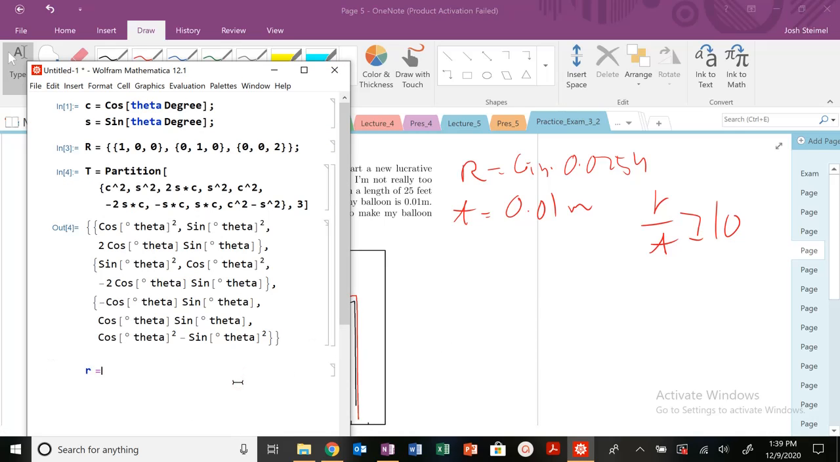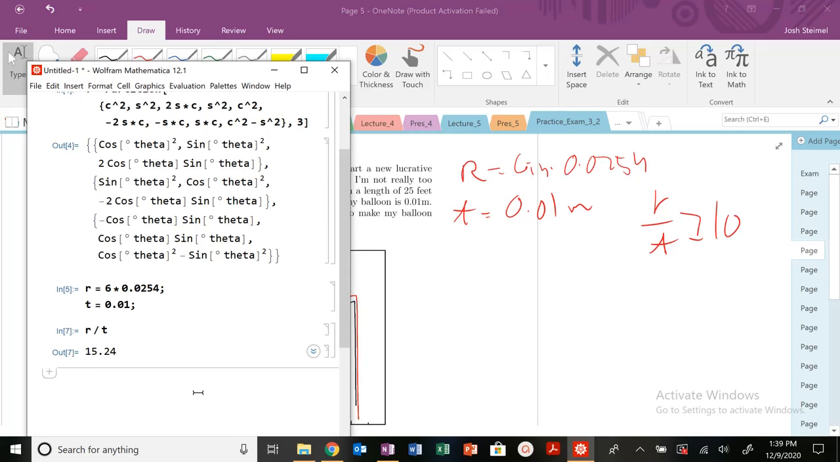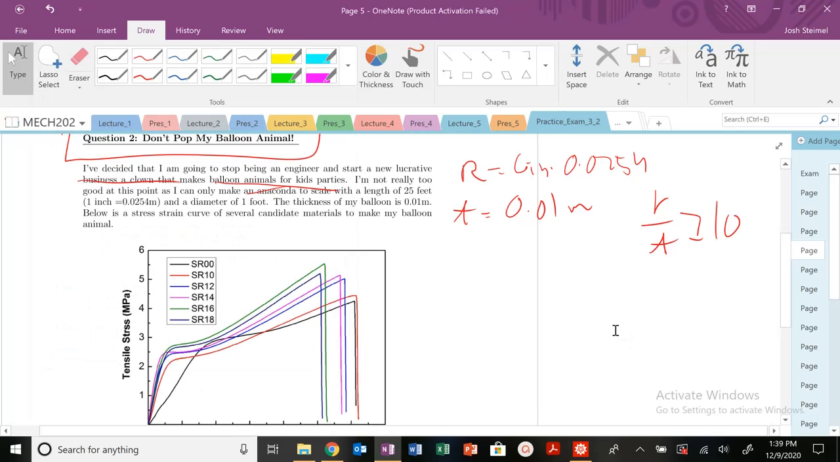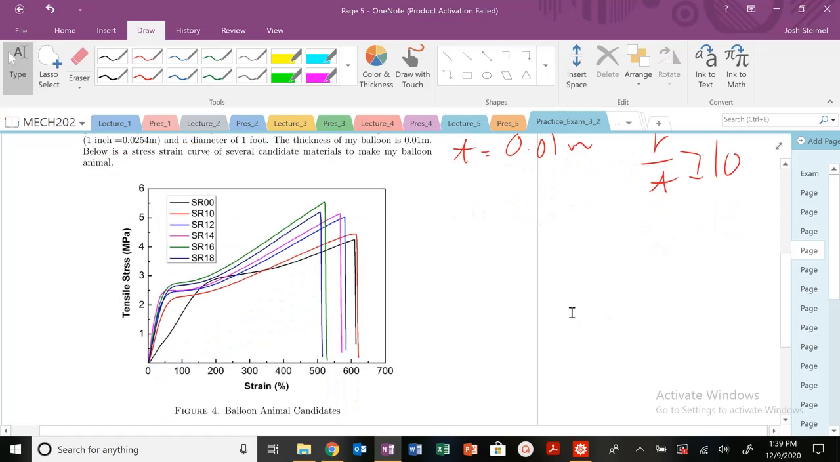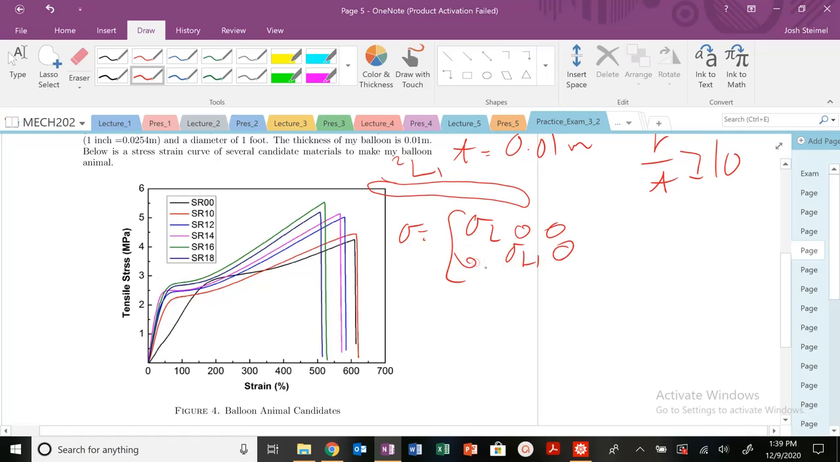So my radius is equal to 6 times 0.0254. My thickness is equal to 0.01 meters. So R divided by T is 15.24. Excellent. Once I know I'm here, I don't care what the rest of the problem is stating. I know that I'm going to have my anaconda look like this, and I'm going to call the coordinate directions 1 and 2. So my stress tensor is going to look like this: sigma L, longitudinal, sigma hoop, everything else is 0.